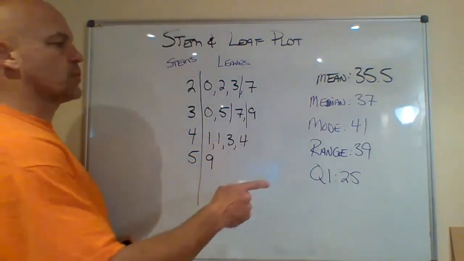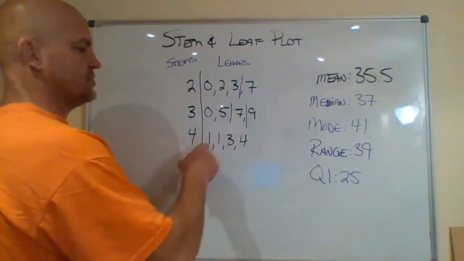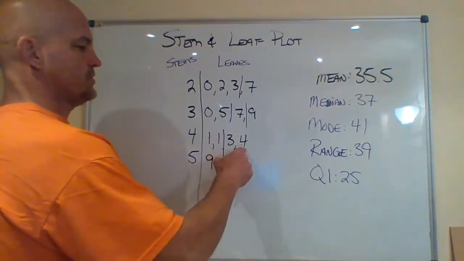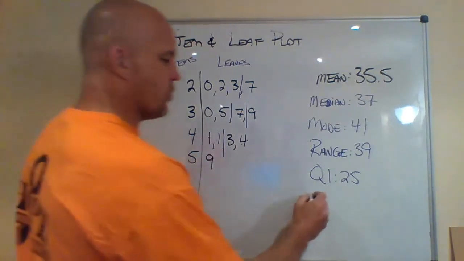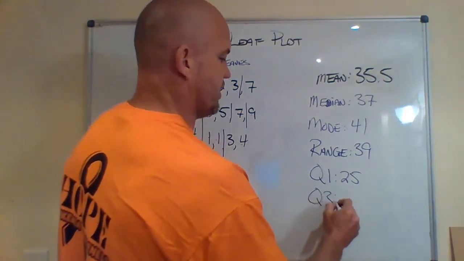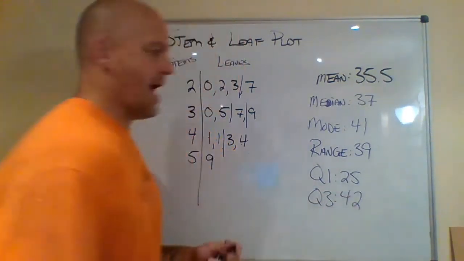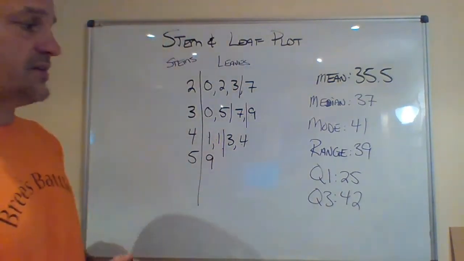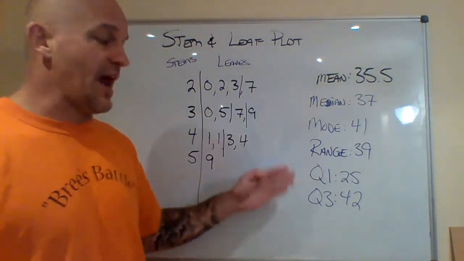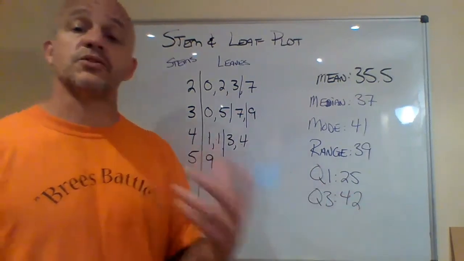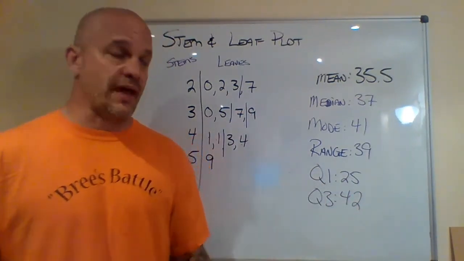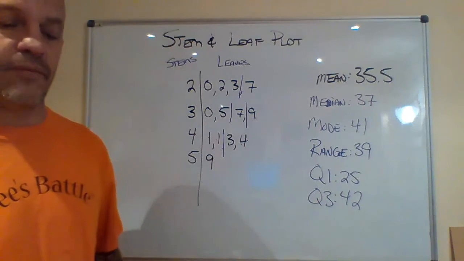Do the same thing for quartile 3 with the upper half. 1, 2, 3, 1, 2, 3. So that means that my quartile 3 is right there at 42. So now I have all my measures of central tendency. I have enough information that I now can make my box and whisker plot, which we have already done. So we should be okay to move forward after getting that information.